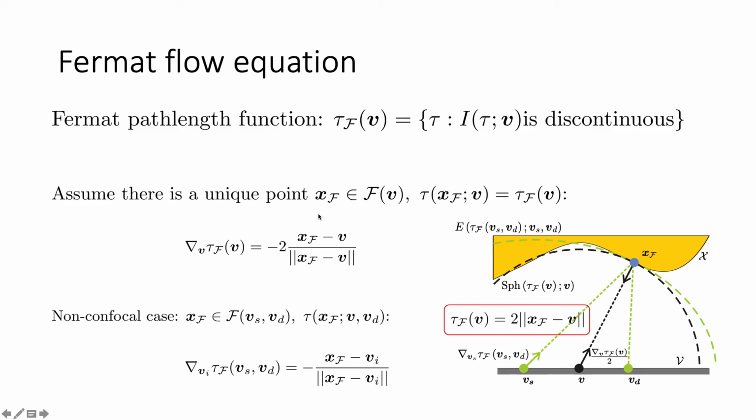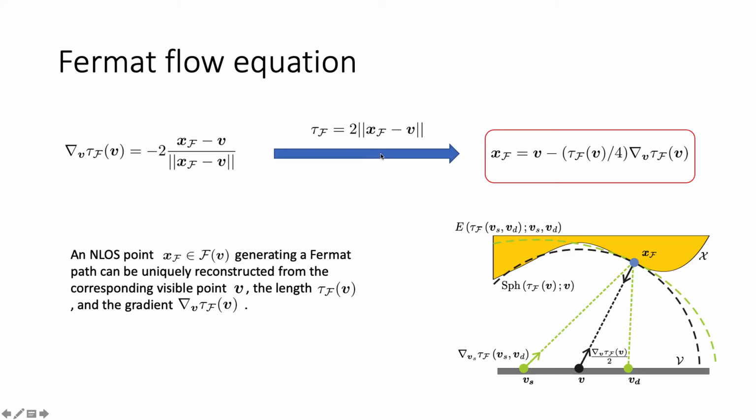Assume that there is a unique point xf with tau xf equal to tau fv. Then we have this formula. Since Fermat path lengths double the distance from xf on the unseen surface to the visible point V, we have 2 here. Proof details are provided in the supplementary materials.